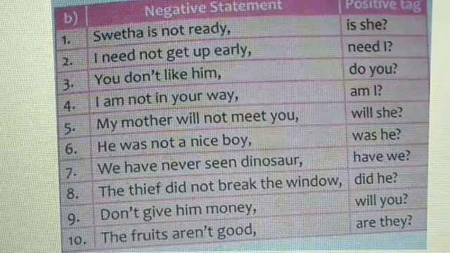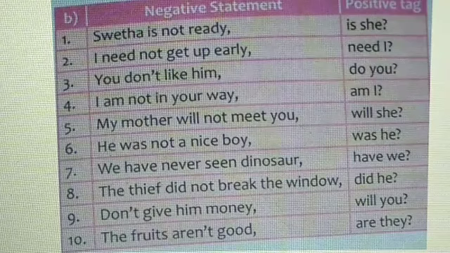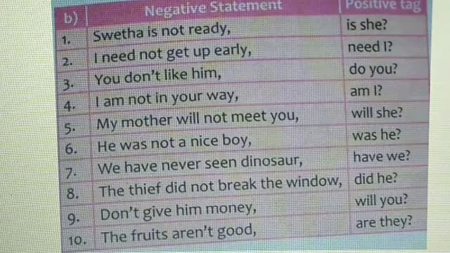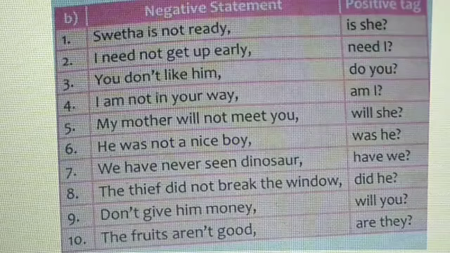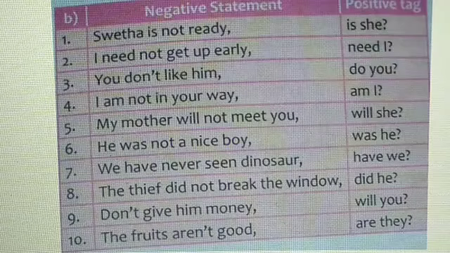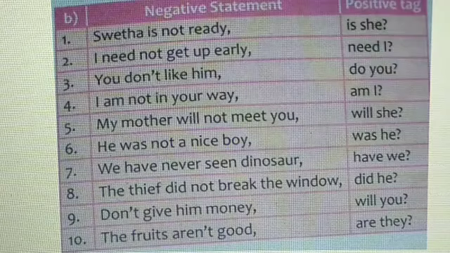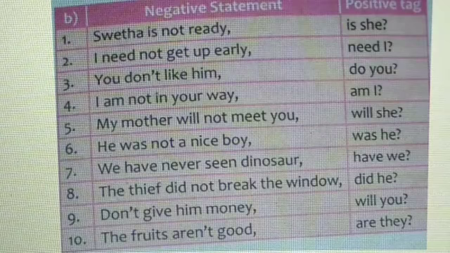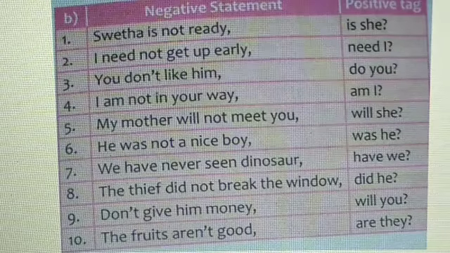Sixth one, he was not a nice boy, was he? Seventh one, we have never seen a dinosaur, have we? Eighth one, the thief did not break the window, did he? Ninth one, don't give him money, will you? Tenth one, the fruits aren't good, are they?